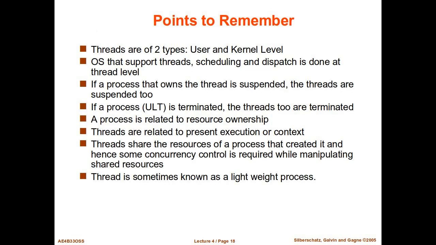Points to remember. Threads are of two types: user and kernel level, in OSes that support threads. Scheduling and dispatch is done at the thread level. If a process that owns the thread is suspended, the threads are suspended too. If a process with ULT is terminated, the threads too are terminated. A process is related to resource ownership. Threads are related to present execution or context. Threads share the resources of the process that created them, and hence some concurrency control is required while manipulating shared resources. A thread is sometimes known as a lightweight process.